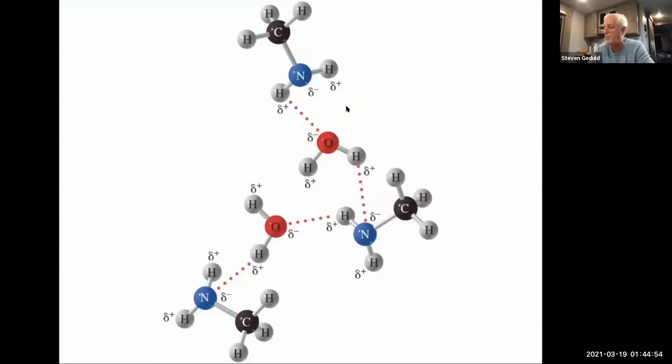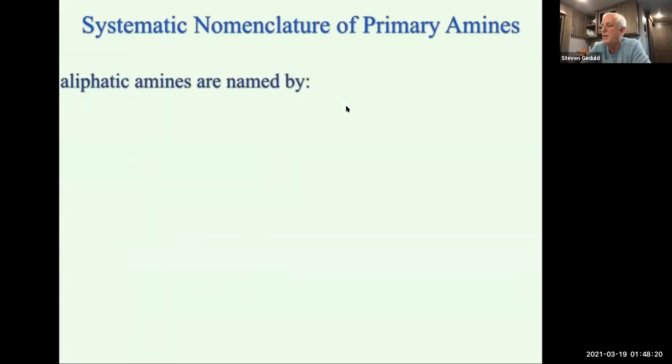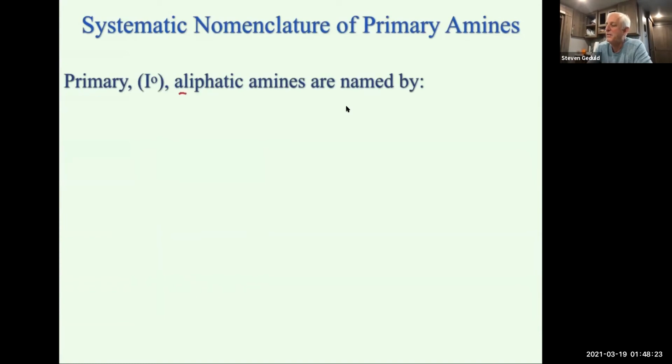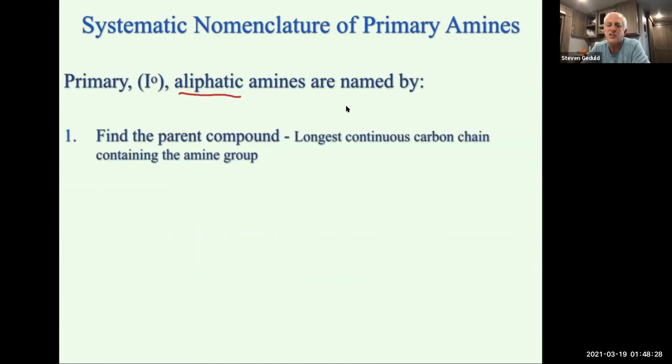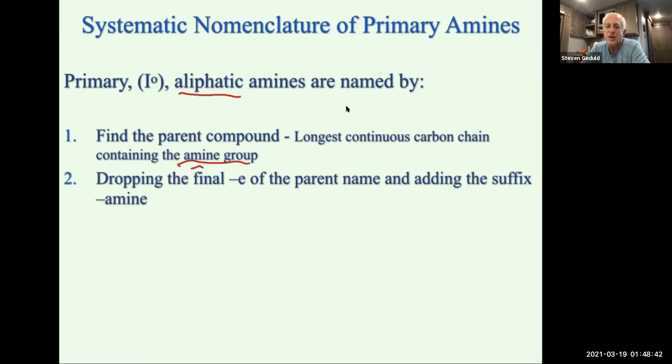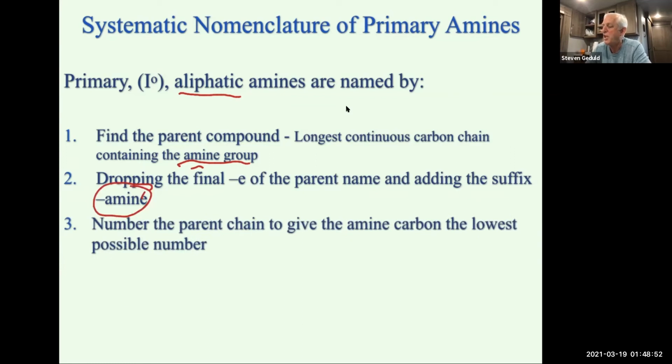You can see how the hydrogen bonding works with less than 6 carbons attached to it. A primary amine is going to be aliphatic, which is just your long chain hydrocarbon. You find the parent compound, the longest continuous carbon chain that contains the amine group, just like we've always done. We've done it with ketones, which contain a carbonyl group, etc. You drop the E of the parent name. So if it's propane, you drop the E and add amine. That's all there is to it. You number the parent chain to give the amine group the lowest possible number.